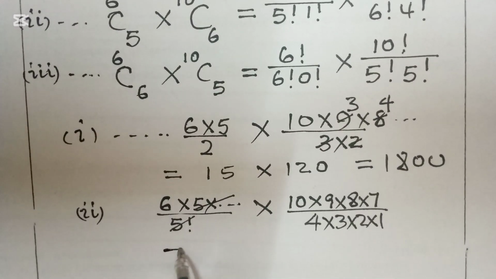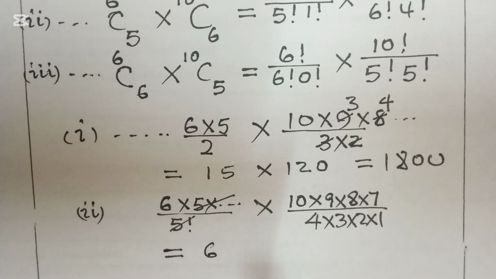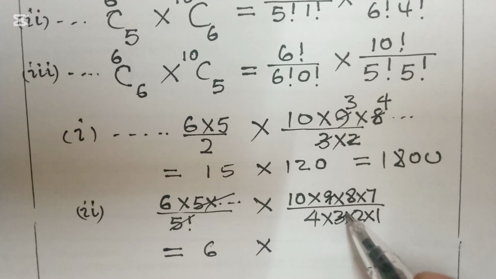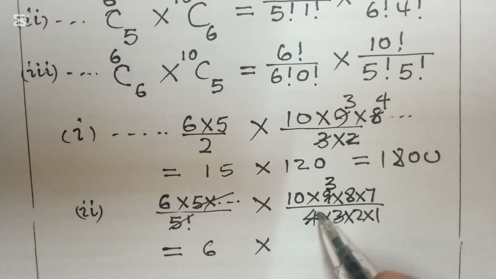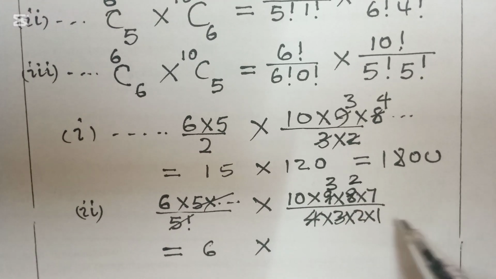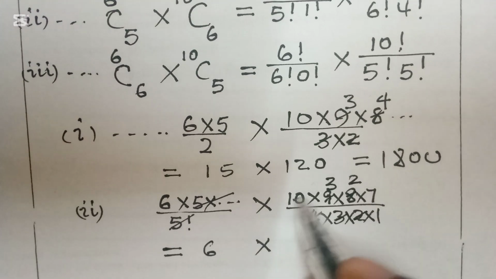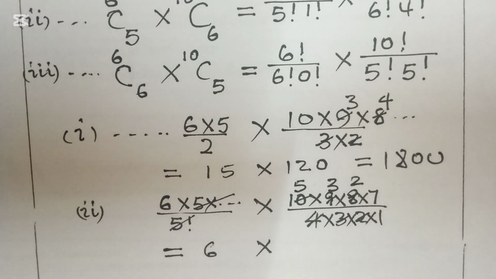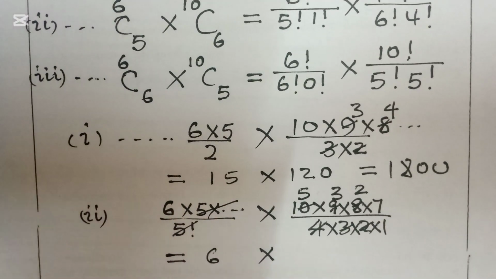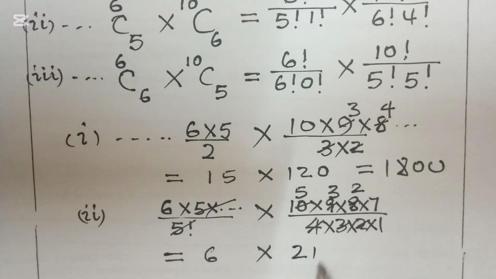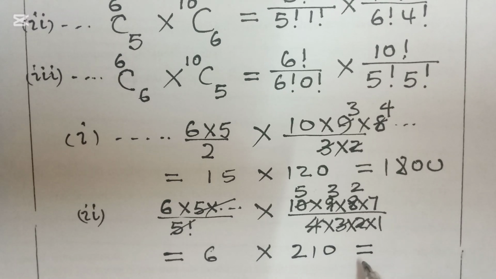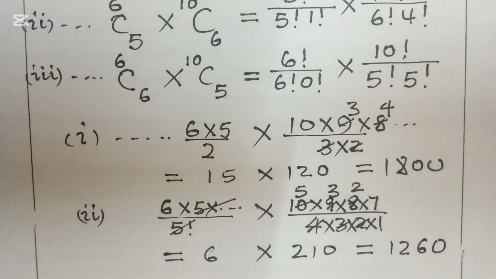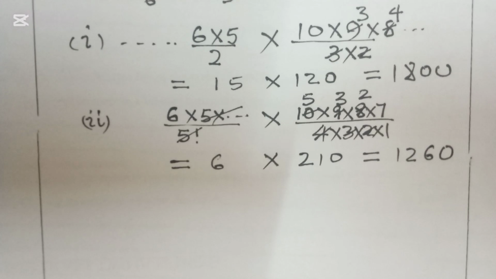This is now going to give us 6 times, here we can cancel 3 by 3, we are left with 3 there. 4, we are left with 2 there. And then we have 2 here, then we get 5 there. So guys, we shall have 15 times 14. 15 times 14 gives us 210. So this is now going to be equal to 6 times 210, which is 1260. Guys, we go now to the last one.